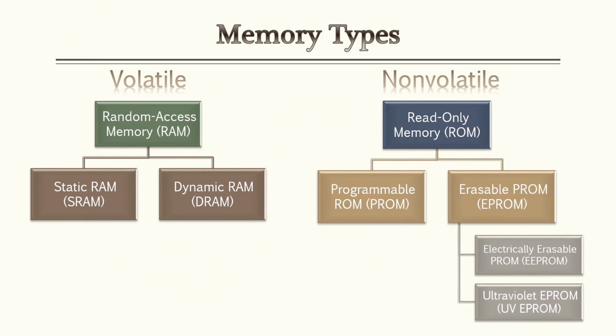Now for this lesson, we'll be going over common types of memory, and it's going to be broken up into volatile and non-volatile memory. Volatile memory is going to be RAM, which is random access memory, which is going to be broken up into static RAM or dynamic RAM. And then we have non-volatile memory, which is typically your read-only memory, ROM, and then that's broken down to programmable ROM and erasable PROM.